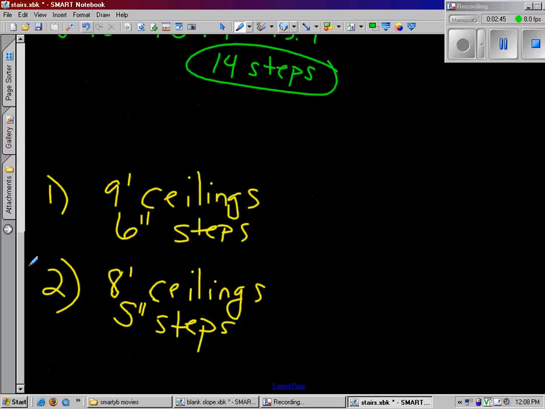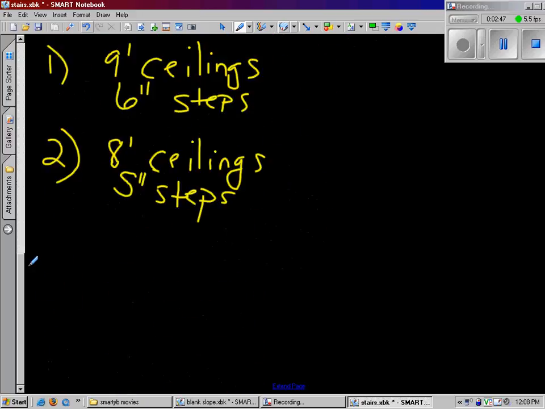So why don't we do this? I've got two problems here for you. Problem number 1, you have 9-foot ceilings and each step is 6 inches tall. Problem 2, you have 8-foot ceilings and each step is 5 inches tall. So go ahead, pause the tape, figure out how many steps that's going to take. You pause the tape, right? Because I know you're not out there just pretending that you pushed pause. It's not going to do you any good sitting here watching me do it. You need to practice as well.